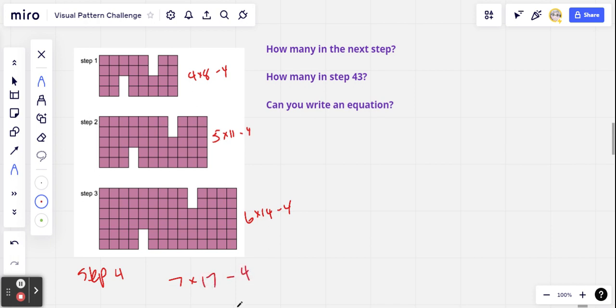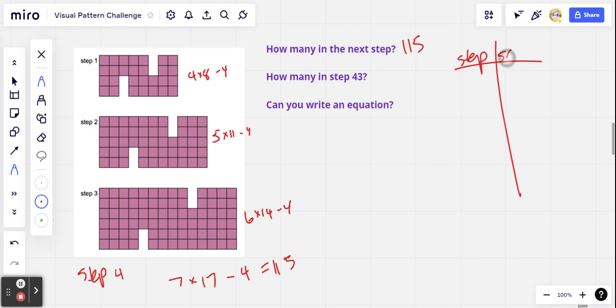Let's see, 7 times 17, 70, and so it's 119 minus 4. It's 115. Okay, I'm pretty sure. Might want to double check that calculation. But I think our step 4 is going to have 115 squares. Boy, this is growing pretty rapidly. Let's go ahead and analyze the numbers here. These are a little bit annoying to analyze because they're kind of big, but we can do it.